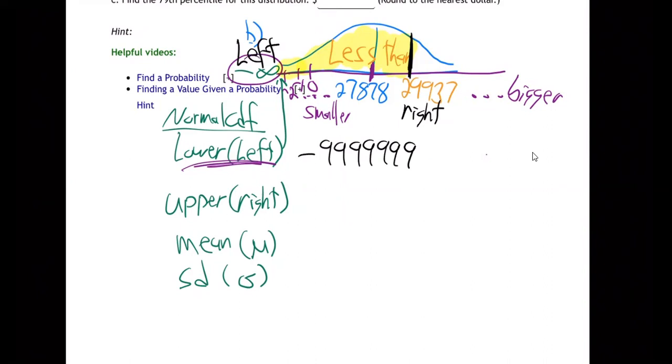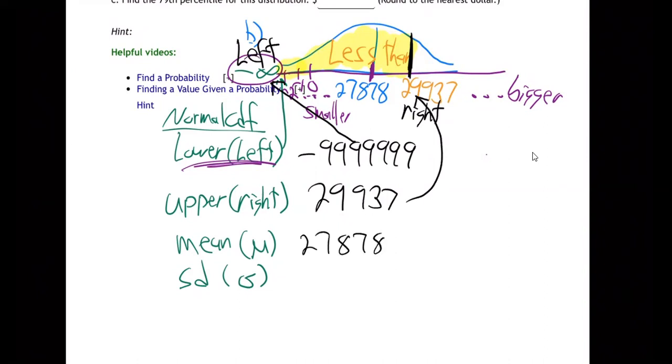And the right edge, what's the right edge? In my case, that's 29,937. So here's the left edge, here's the right edge, and then the mean is whatever mean they gave you, and then the standard deviation. Type it in and get your answer. So the left edge is negative, a bunch of nines.